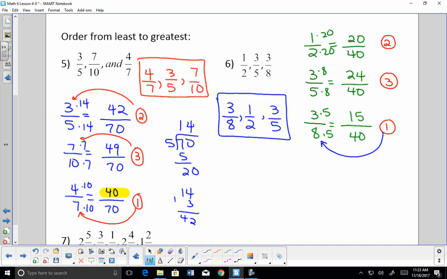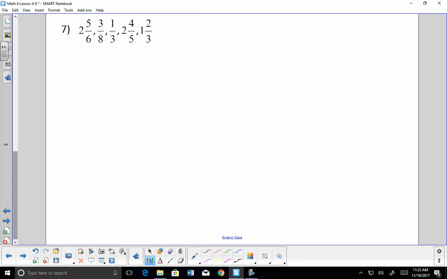Now let's take a look at some with mixed numbers. Okay, I have 1, 2, 3, 4, 5 fractions. If I was trying to compare all 5 of those at the same time, that would be very difficult. I wouldn't like that. But I can actually make this a little bit simpler by looking at the fact that I only really need to compare my 3 mixed numbers and my 2 non-mixed numbers. Okay, so let's take a look at my 2 non-mixed numbers first.